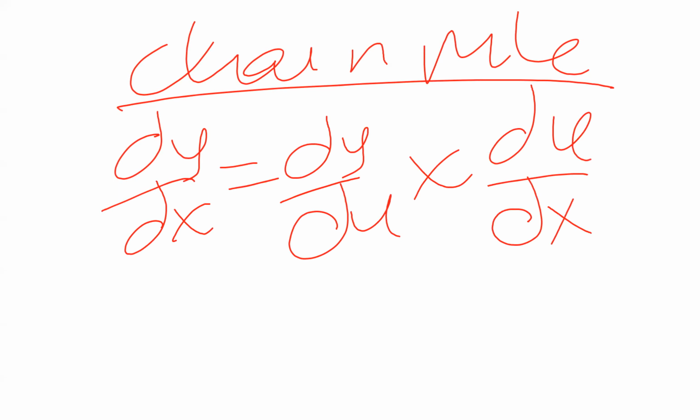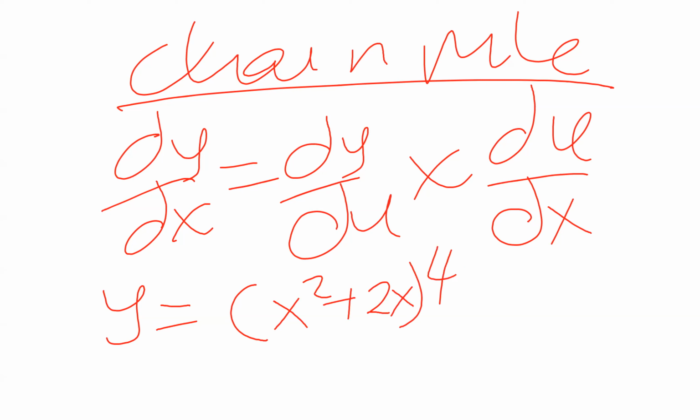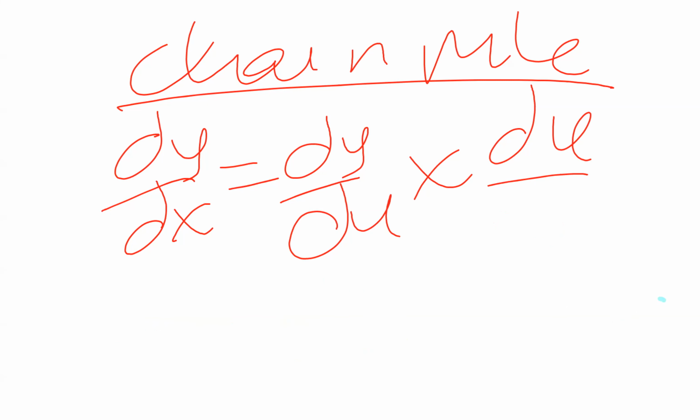So given the expression y is equal to open the parentheses, x squared plus 2x, raised to the power 4. We begin by naming the inner function, the one which is inside the parentheses, as the u function, because that's when you use the chain rule. You can only use the chain rule once you have these parentheses, or you have radicals, some expressions under the roots.